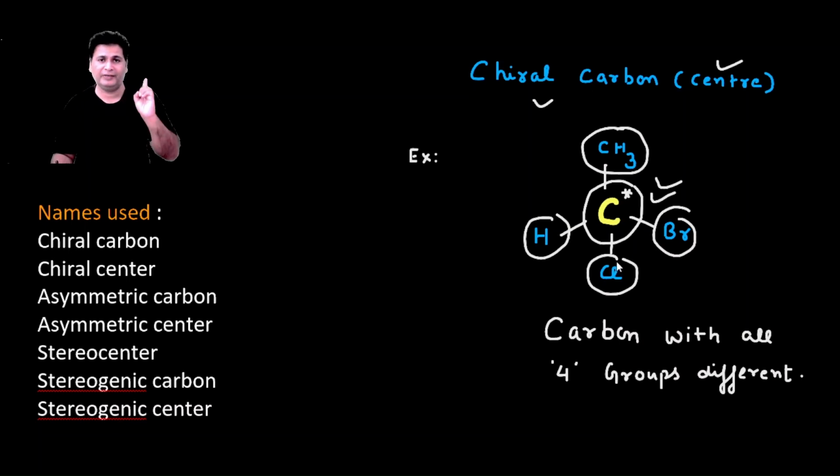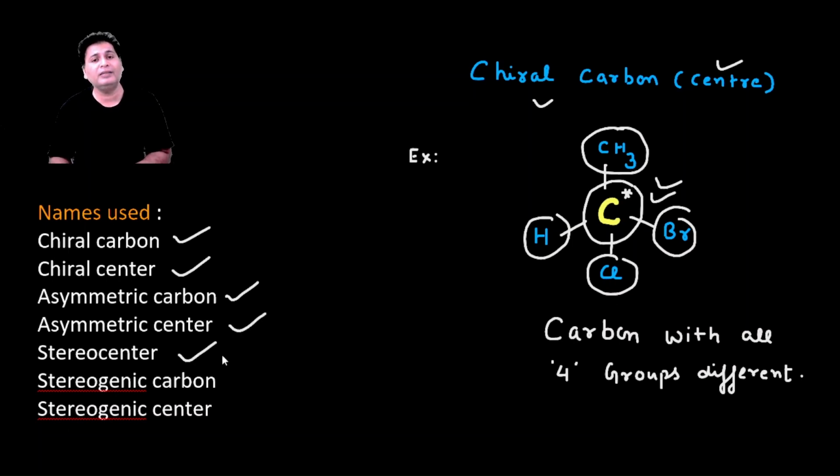All must be different. And the names you will come across for such a carbon are many. You can call such a carbon a chiral carbon, or chiral center, or asymmetric carbon, or asymmetric center, or stereocenter, stereogenic carbon, stereogenic center. So all these are the names which are used synonymously in our textbooks. So you should know all these names which we can use for a chiral carbon or a chiral center.